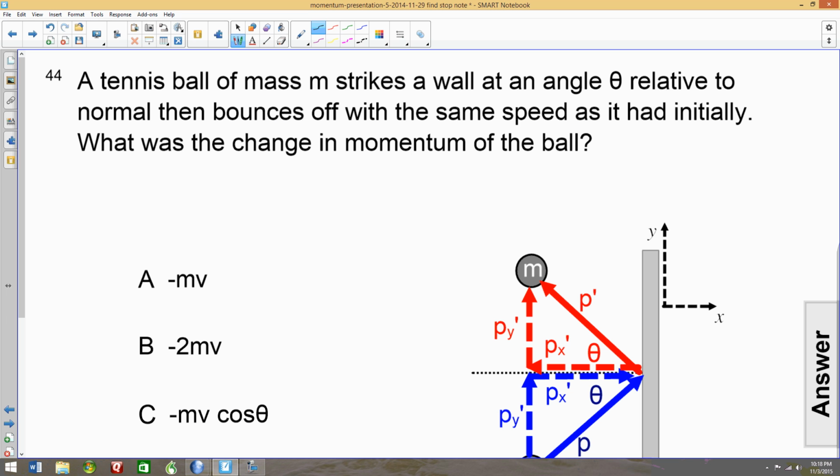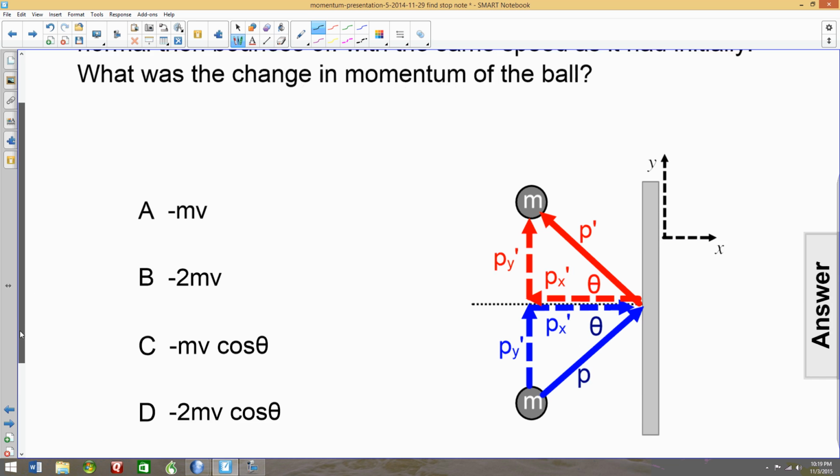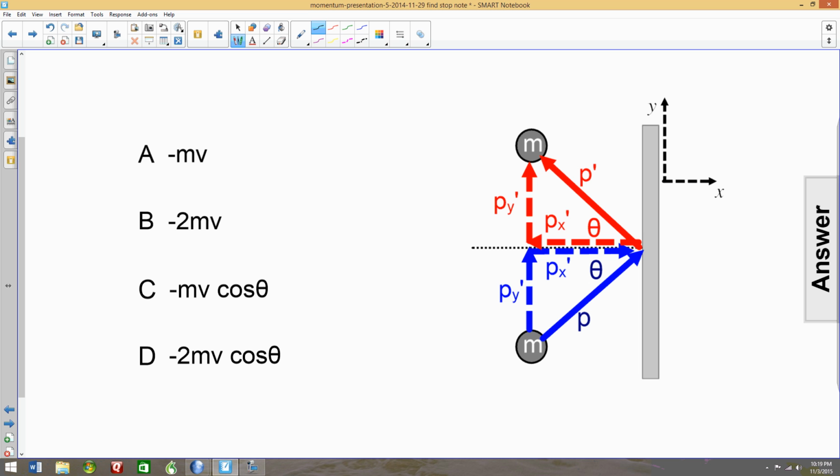So let's do an example. A tennis ball of mass m strikes a wall at an angle of theta relative to the normal, then bounces off with the same speed as it had initially. What was the change in momentum of the ball? Go ahead and pause the video and select your answer now, and here are your choices. A: minus mv, B: minus 2mv, C: minus mv cosine theta, and D: minus 2mv cosine theta. Pause now.